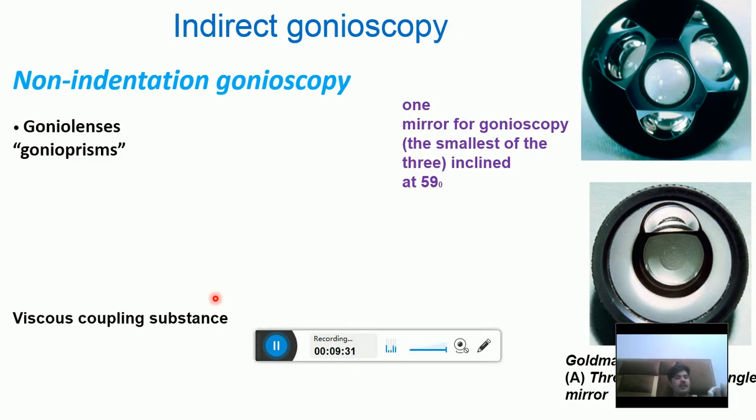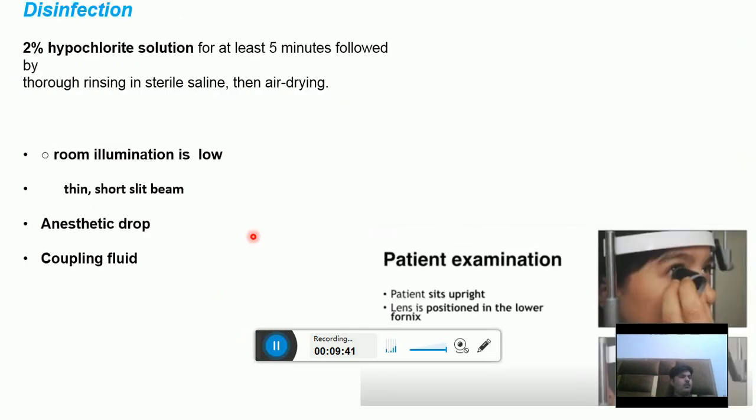Gonioscopy should be undertaken in a room where the ambient illumination is low, as pupil size influences the grading of angle closure. Before gonioscopy we should do disinfection. Lenses must be cleaned between patients to remove any particulate matter and then sterilized. A suggested regimen is to soak the lens in 2% hypochlorite solution for at least 5 minutes, followed by thorough rinsing in sterile saline, then air drying.